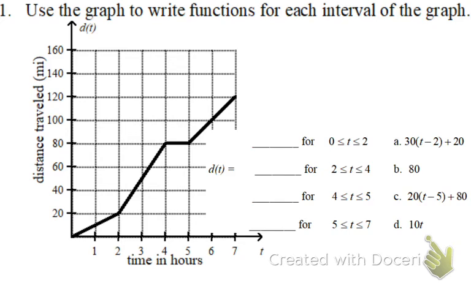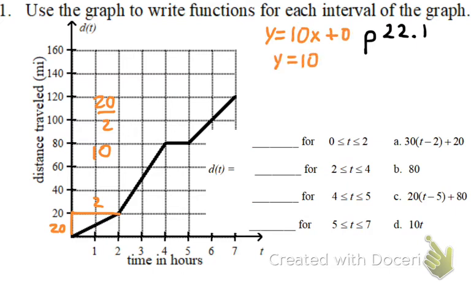For this first piece, you can do rise over run to figure out the slope. So you rise 20, run 2. So our slope for that piece is 10. And then the y-intercept is 0 because it crosses the y-axis at 0. So we can write y equals 10x plus 0, or y equals 10x. Then if we rewrite it with d of t in place of y, and then t in place of x, we'll have d of t equals 10t. So that's the equation for that piece of the graph.